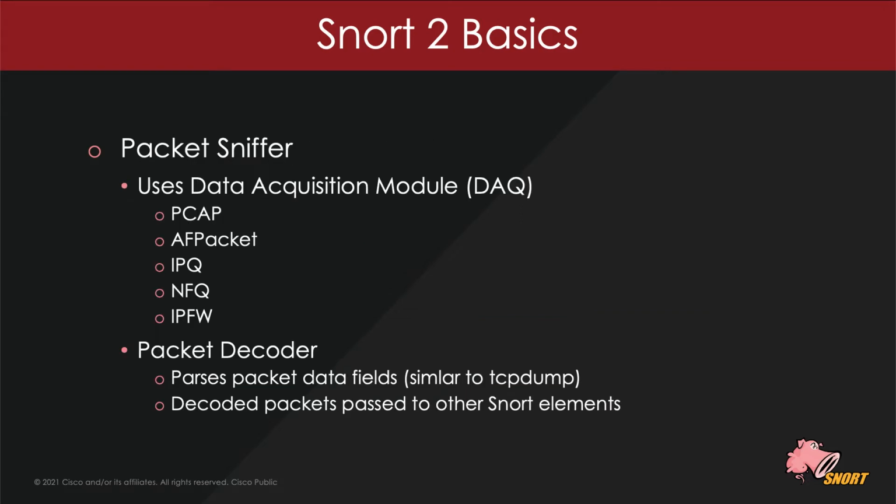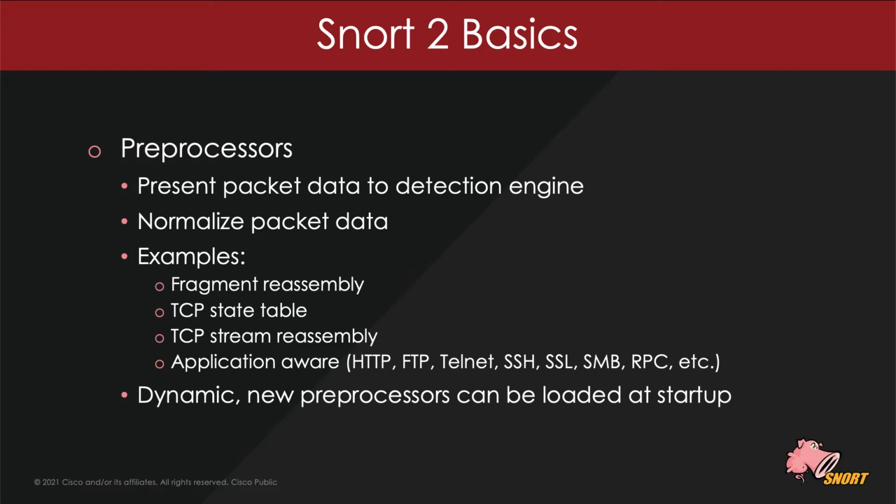Okay, a little bit deeper look at those. The packet sniffer, again, back to the sniffer, it uses what's called a data acquisition module, or DAQ. I mentioned that because we're going to talk about that a little more in Snort 3. There are several different DAQs available for Snort 2, depending on where you're getting traffic from, whether that's PCAP or different packet architectures. So you can pull packets off the wire in different types of CPUs or different, like I said, processor architectures. Then the decoder is part of that as well. And again, that's similar to tcpdump. It parses those packet fields so they can be passed on to the other elements.